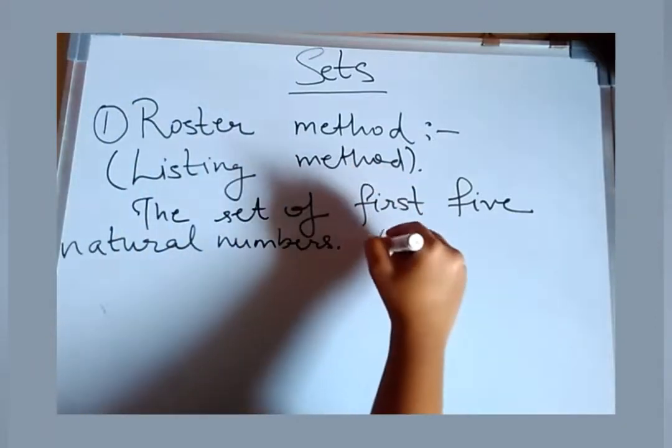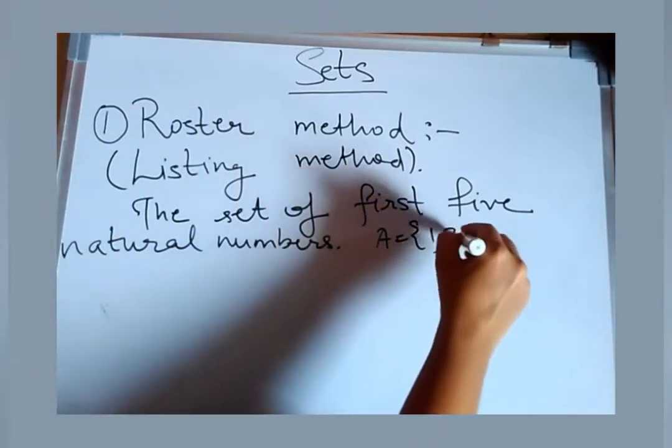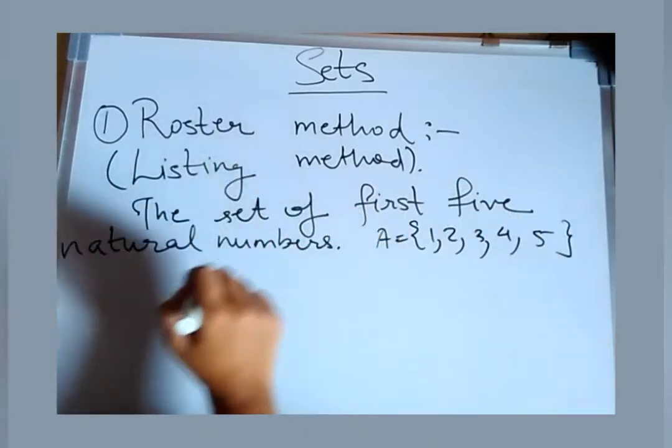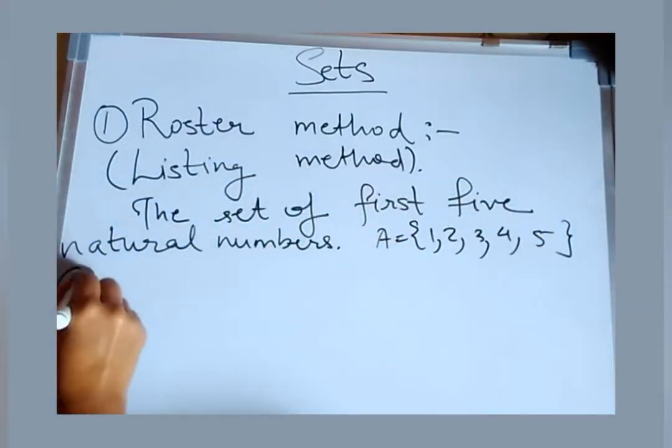I will write it here. Let's name it not N, I will use some other letter. Okay, this is how I wrote it in roster method. Now, same example. Okay, next method.